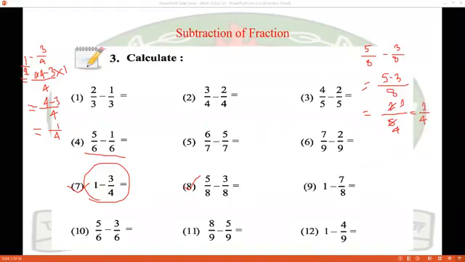1 by 4. The number 9, again 1 minus 7 by 8. So it will be 8. There will be common denominator 1. So it will be 8 minus 7. It is obtained in this way. So we write here 1 by 8. This is the result of 9.